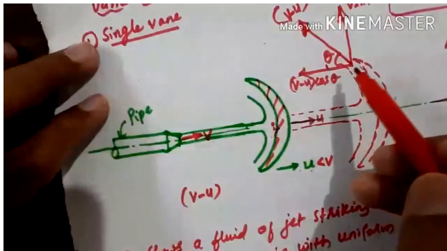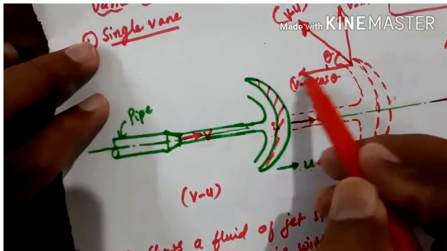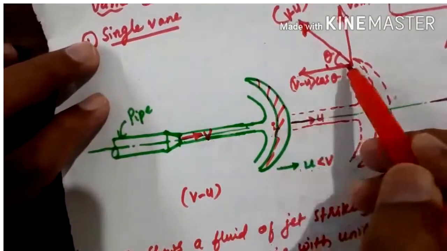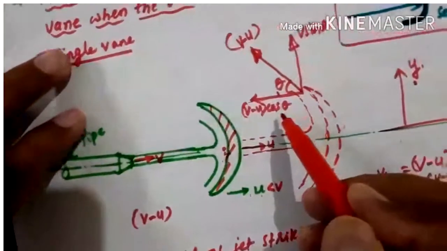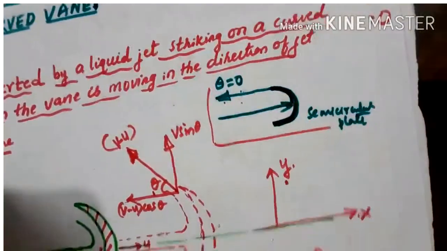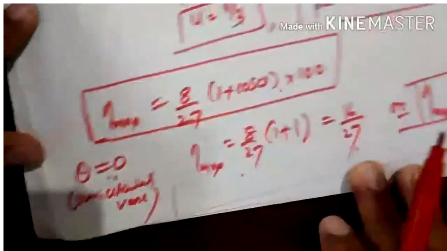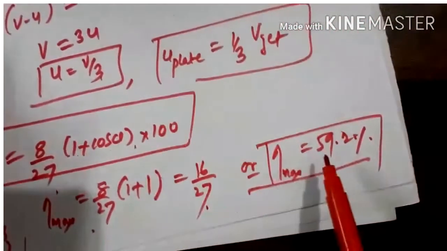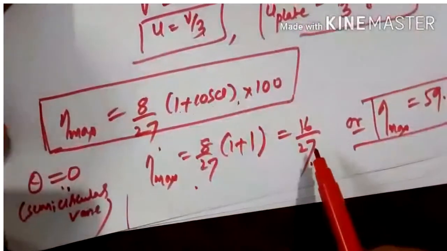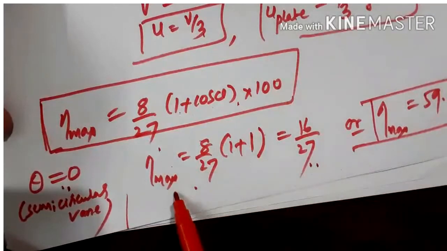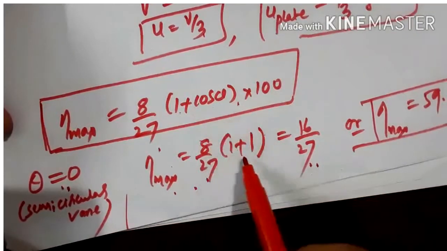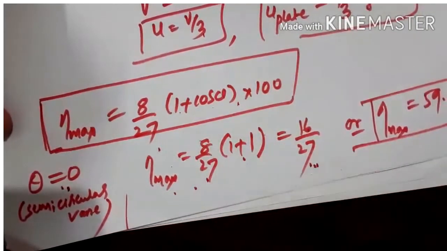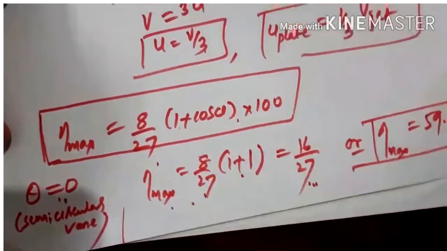Here the jet will go out of the vane making an angle of 0, that is theta equal to 0, like this. When theta becomes 0, you will get this. Eta max is 59.2% or 16/27. Eta max equal to 8/27 (1 plus cos 0), cos 0 equal to 1, you will get 16/27. I hope you understood this one.